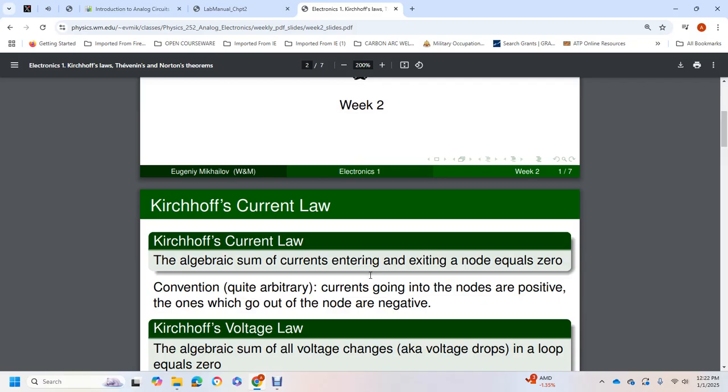Kirchhoff's current law: the algebraic sum of the currents entering and exiting a node equals zero, with a convention that is quite arbitrary: currents entering the node are positive, and currents going out of the node are negative.